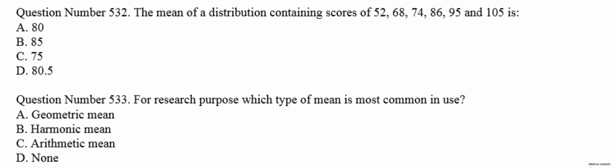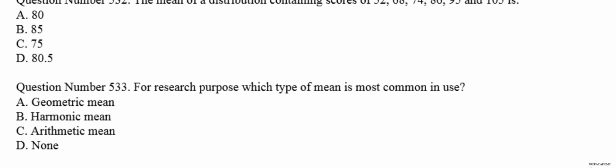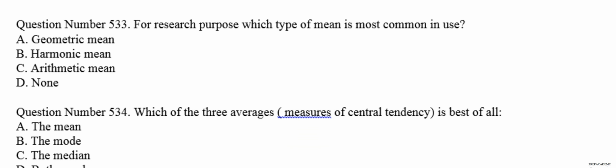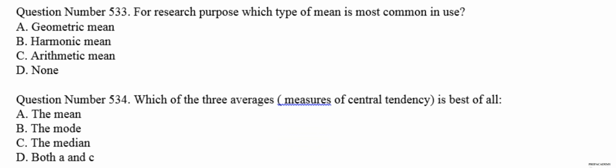The correct answer is option A, 80. Question number 533. For research purpose, which type of mean is most common in use? A. Geometric mean. B. Harmonic mean. C. Arithmetic mean. D. None. The correct answer is option C, arithmetic mean.